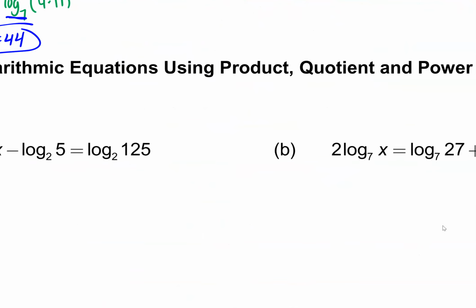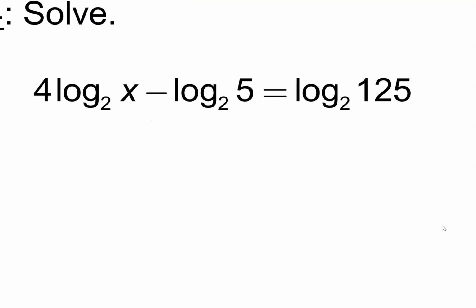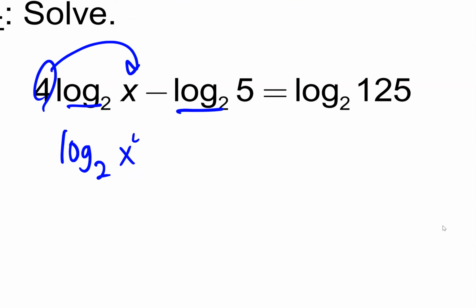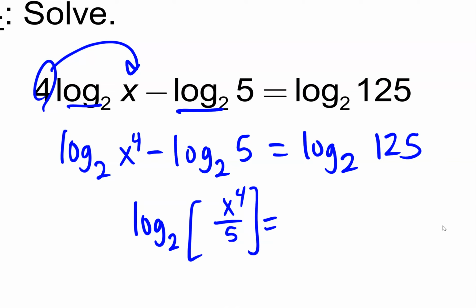Solving exponential equations using power, quotient, and product rules. So we've kind of been doing this already. Let's take it a step further. Okay, so I need to combine these, but first I need to get the exponent up. So I have log base 2 of x to the 4th minus log base 2 of 5. I'm just going to rewrite the whole thing. Ooh, so if I have a minus, that means I can rewrite it as a quotient. So this will be log base 2 of x to the 4th over 5. And this will be equal to log base 2 of 125.